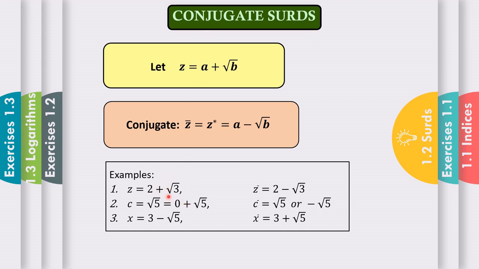For the first one, if you have 2 plus √3, the conjugate is 2 minus √3. If you have c equals √5, or it can be written as 0 plus √5, the conjugate is √5 or negative √5. If you have 3 minus √5, the conjugate is 3 plus √5.